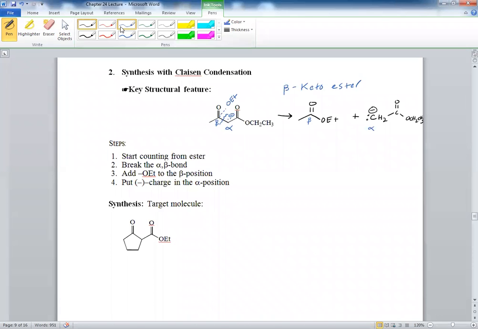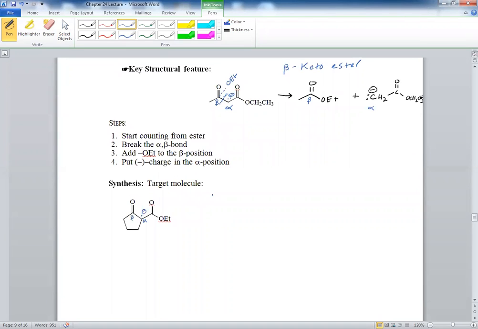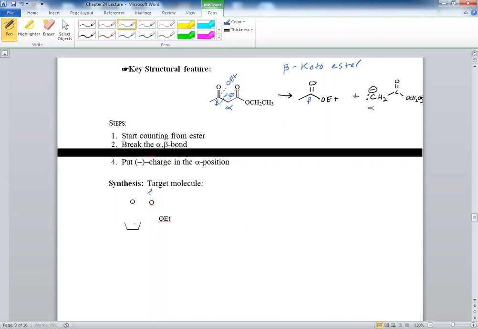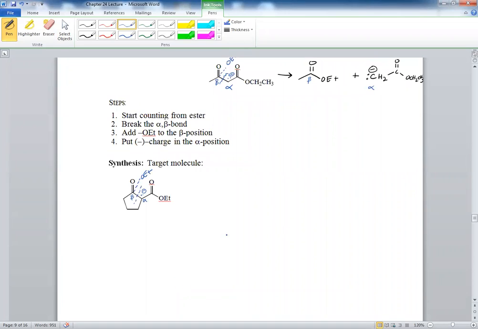Okay, so we're going to go through the same exercise. Count from the ester. So this is alpha right here. This is the beta. So I cut this in half. And then what I do is I add an OEt to it right there. Okay, so let's see how that looks.